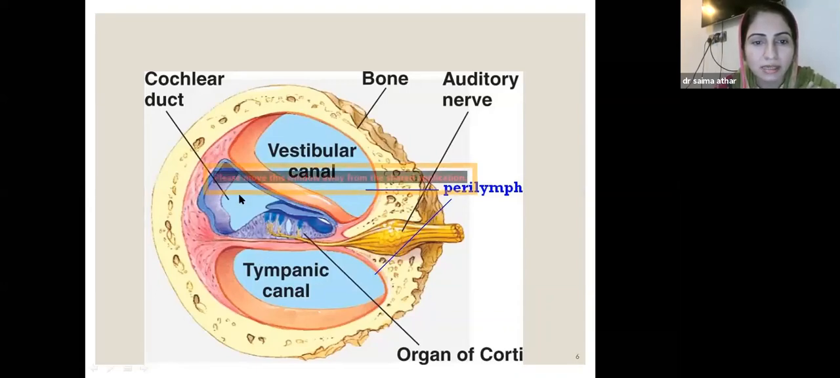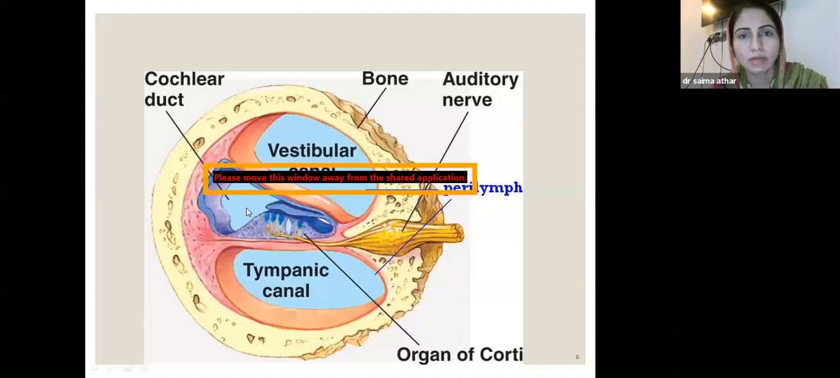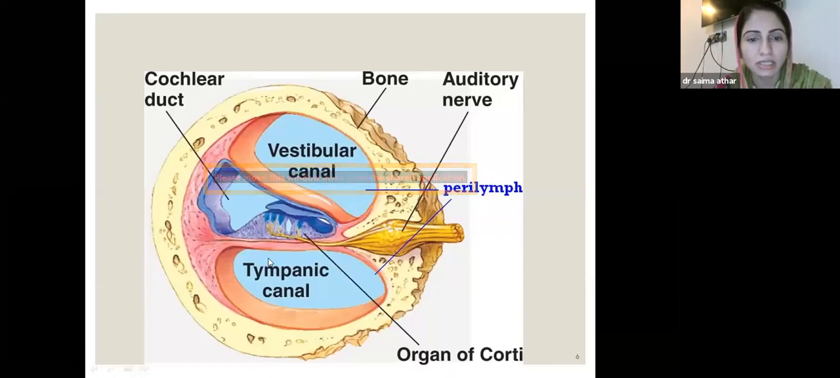If you know the proper gross anatomical structures, then you are able to understand how the development is taking place. So this hole is actually a bony canal. This bony canal contains inside the cochlear duct, which is called the membranous labyrinth, and in addition to that, it also contains the bony labyrinth.